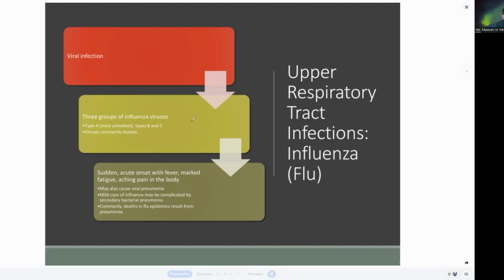So it's usually going to have a pretty acute sudden onset with a high fever, fatigue, body aches. You can get a viral pneumonia to embed itself because of the flu. Mild cases can be complicated with those opportunistic bacterial pneumonias. And most commonly, if it progresses to pneumonia, that's where people have the death statistics from. And those are people usually that are immunocompromised for some reason. They have other chronic conditions that would cause it.